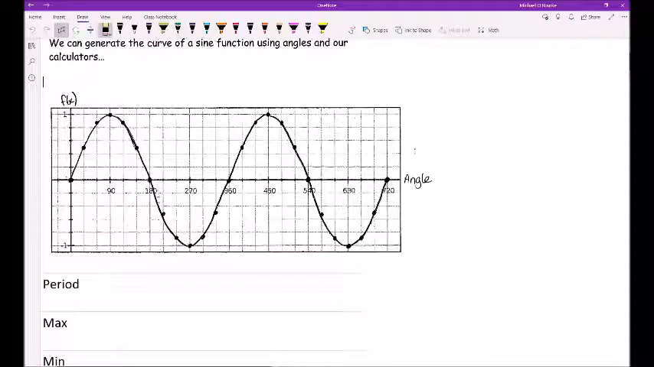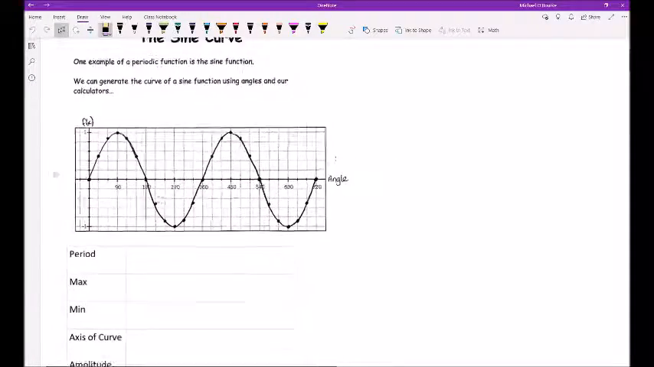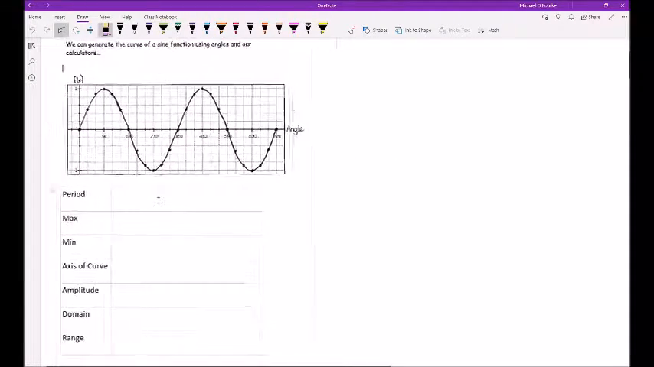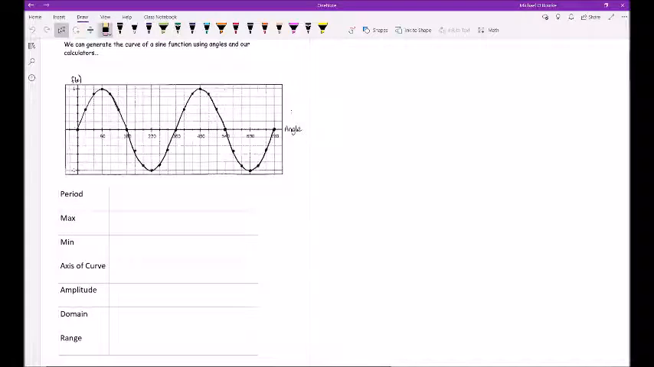So, as we went through yesterday, the very first part of today is going to be going over our period, max, min, axis of curve, amplitude, and we're going to do domain and range as well. Okay, I'm just going to have you explain it in words. So I want you to take a look right now and see if you can figure out these things as I pull out yesterday's notes.